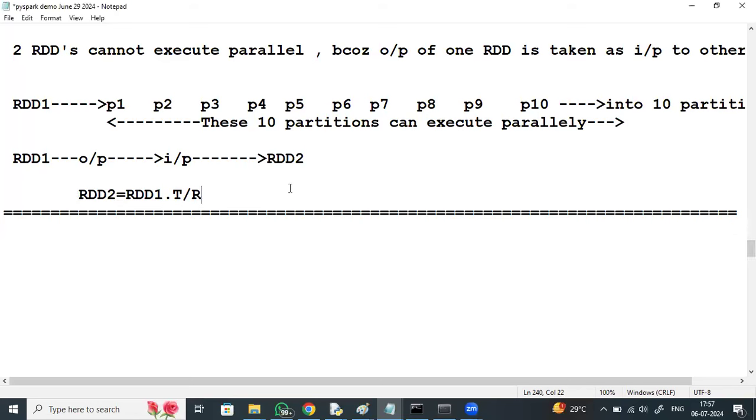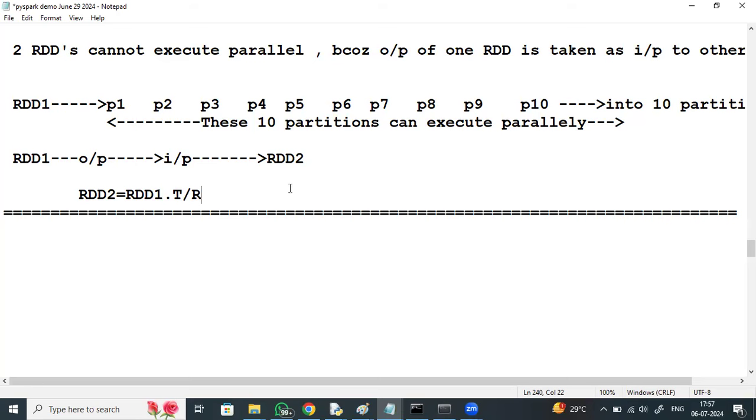For example, 10 partitions here, 10 systems you have got. But I don't have 10 systems, I have only 5 systems. In such a case, 2 partitions go in one system. If 10 partitions are created and there are only 5 systems, then?